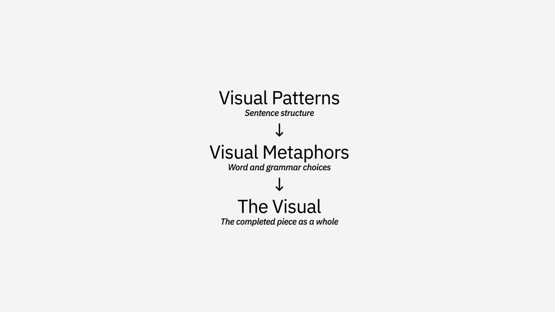In a couple of the other ones that we've already done, we spoke about visual metaphors, we spoke a little bit about visuals as a whole, but visual patterns are really the thing that begins everything. If we were to use a metaphor of writing, for example, visual patterns are the choice of sentence structure that you are going to use to make something. Visual metaphors would be the words and the grammar choices that you make after you've decided what sentences to use, and then the resulting visual would be the completed piece as a whole. And today we're going to focus on visual patterns.